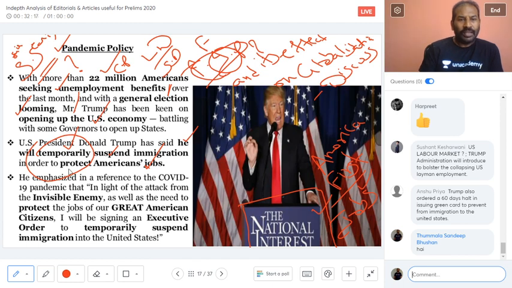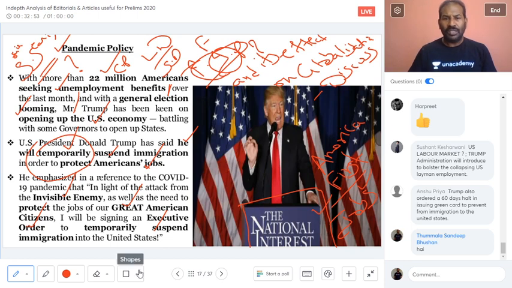Fine. So he has spoken about temporarily suspending immigration because of the invisible enemy. The invisible enemy he is talking about is definitely SARS-CoV-2, or probably he might be referring to the Chinese coronavirus, because he made the statement initially that this is SARS-CoV-2 and it is a China coronavirus. And then he wanted to protect the great American citizens, and also the American jobs. He said he will go ahead with signing the executive order which will temporarily suspend immigration into the United States.